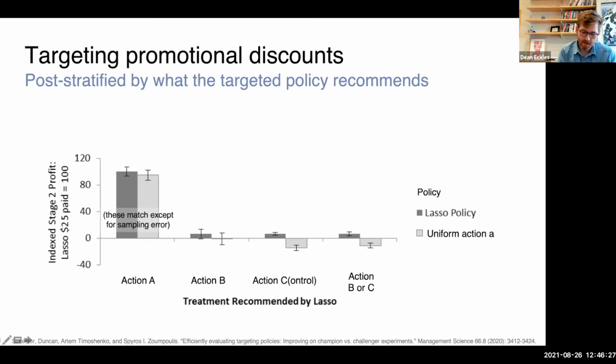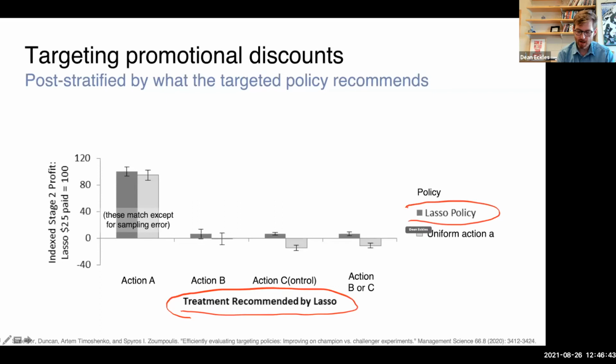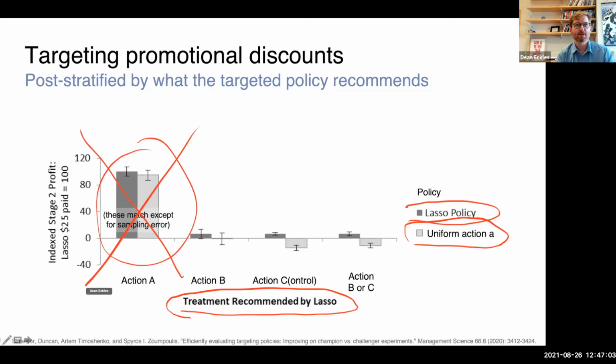Now, here we're comparing basically the profits in different subgroups that are divided up by the treatment that's recommended by the lasso policy, and comparing the outcomes under the lasso policy with what if we just take action A all the time? Well, in the group that the lasso says to take action A, and also the uniform policy says to take action A, then these two outcomes should match except for sampling error. So essentially, when we're comparing policies, in the cases where they agree, this is irrelevant to the comparison of the policies, right?